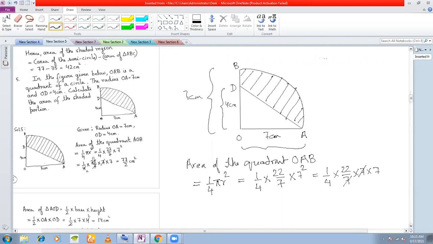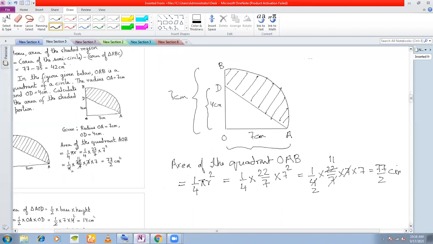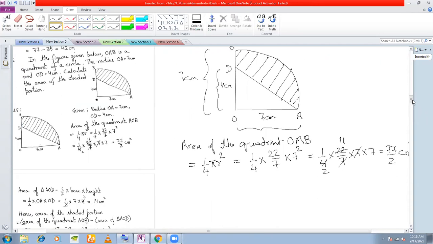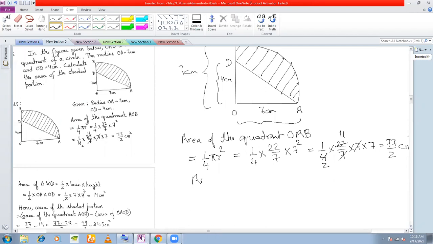So this cancels here. This cancels twice, 11. So getting 77/2 centimeters square. This is the area of the quadrant. What is the area of the triangle ODA?